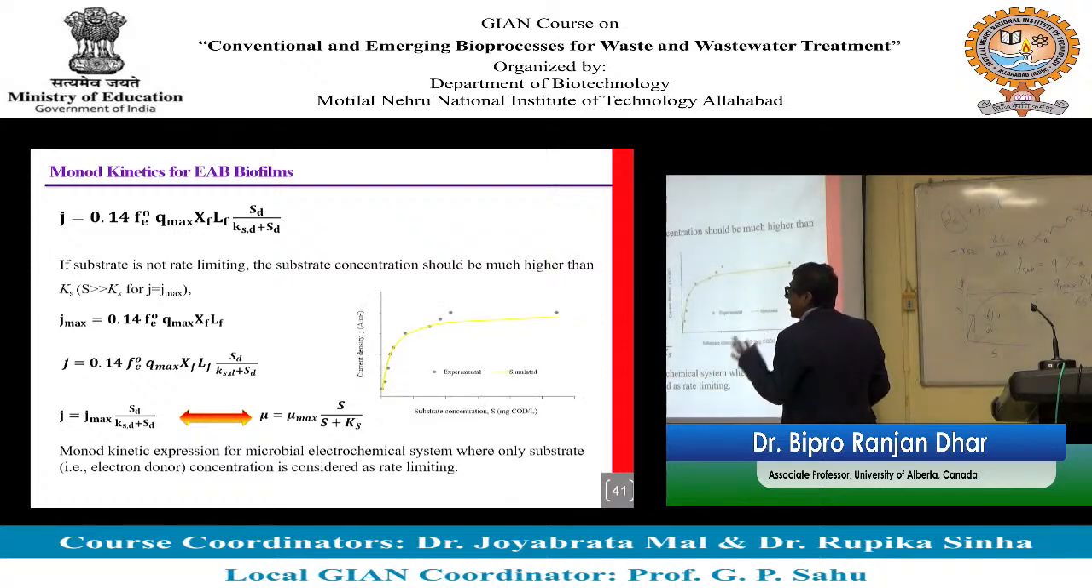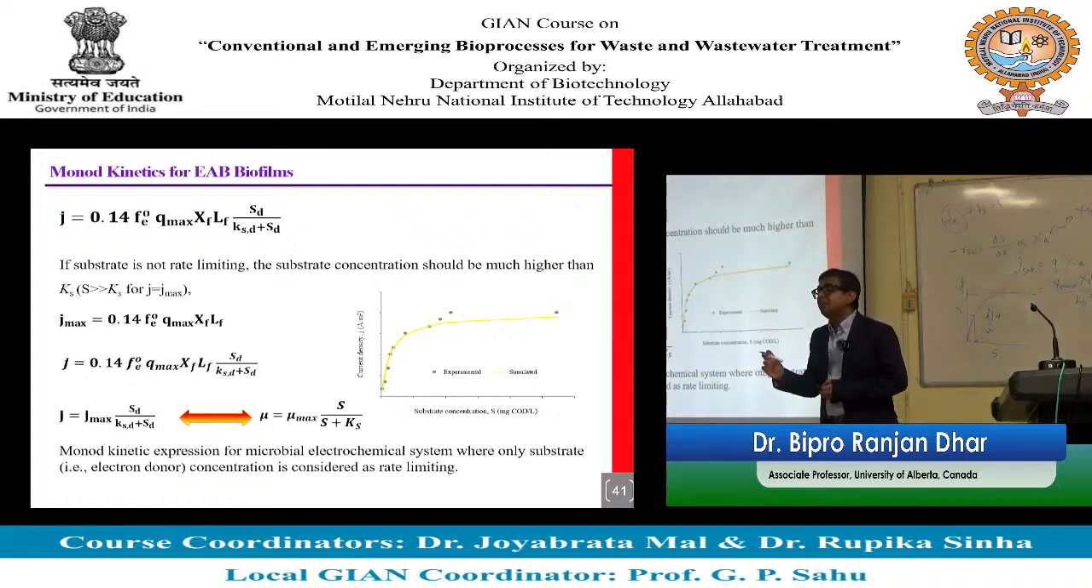So if in your system only the substrate is rate limiting, and if you run your system at different substrate concentrations, your current is going to follow this pattern. Actually this graph is from one of my experiments that I did. How did we do the simulation here? We feed the model and see whether it can follow the Monod. So my dots are my experimental data, and yellow is simulation, and you can see it's kind of following.